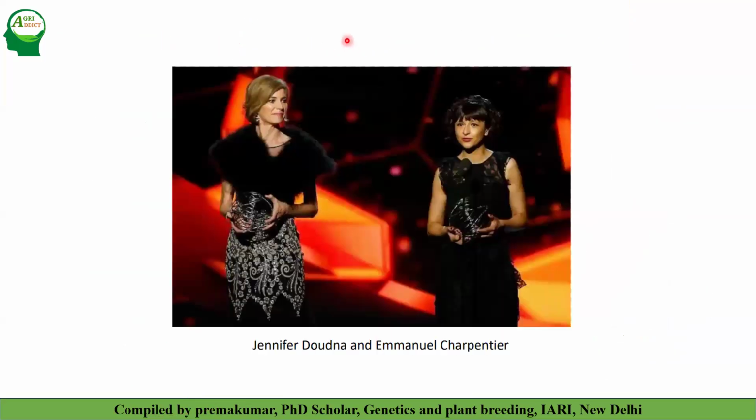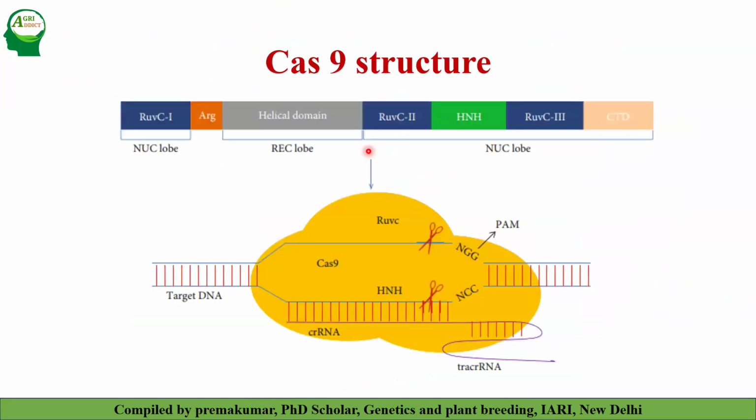Sir, can I ask? Yeah, you can ask. Sir, the PAM sequence you told, that will be in the target DNA, na, sir? Yeah, the PAM sequence is generally NGG. It is abundantly present in the genome. Because for a gene which does not have that PAM sequence, we can't design the RNA for that.